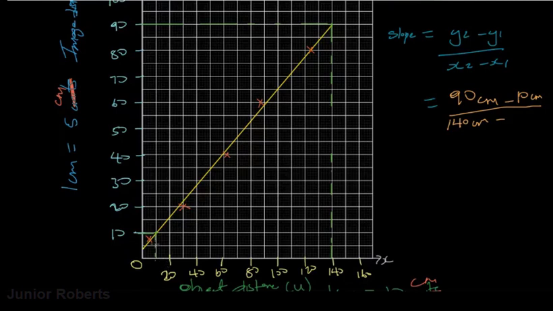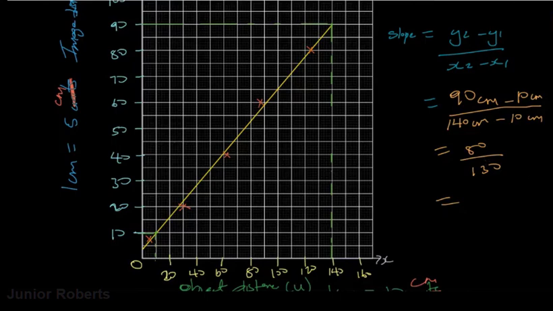What's x1 right here? No, not 20. This is 20 right here. x1 would be right here. So what would this be? 10. Very good. So 10 centimeters. Now we can do some calculations. 90 minus 10 is 80, divided by 140 minus 10. 140 minus 10 is 130.